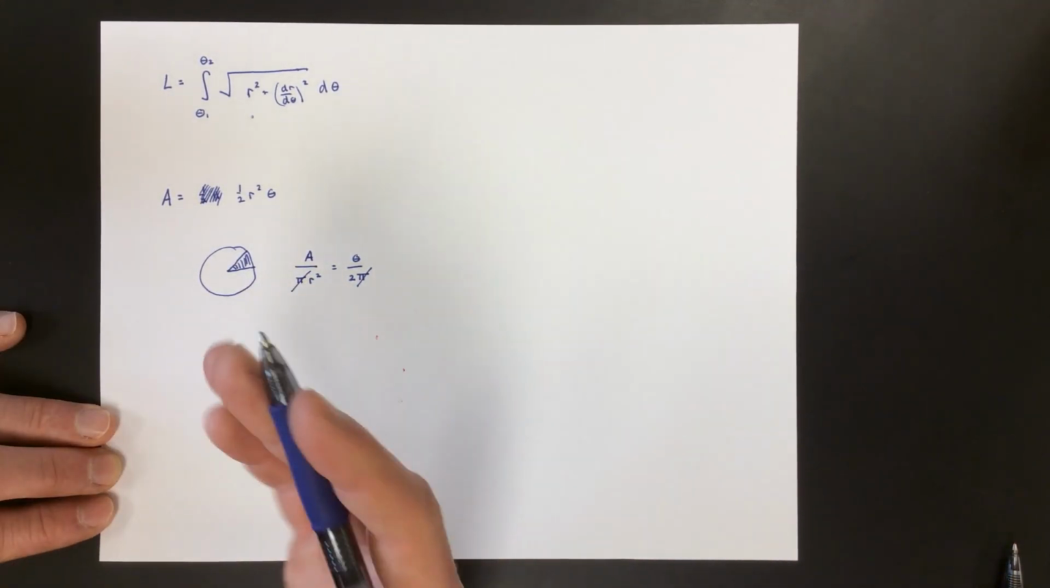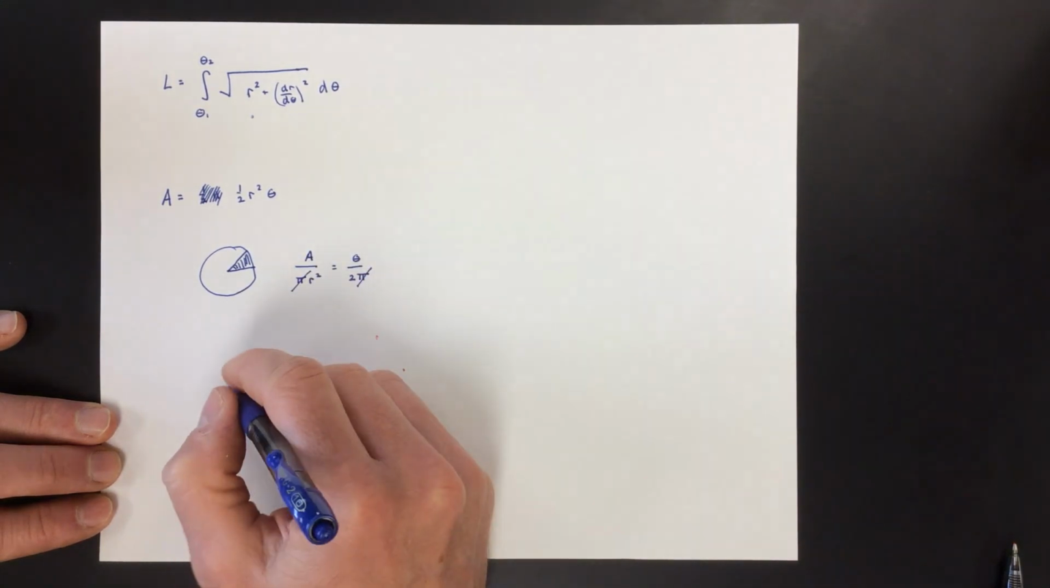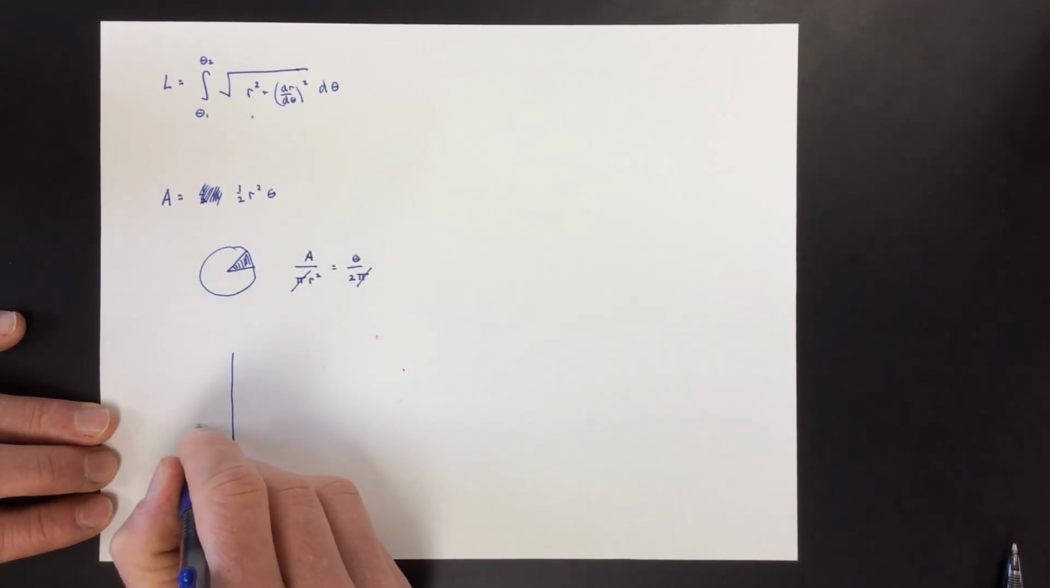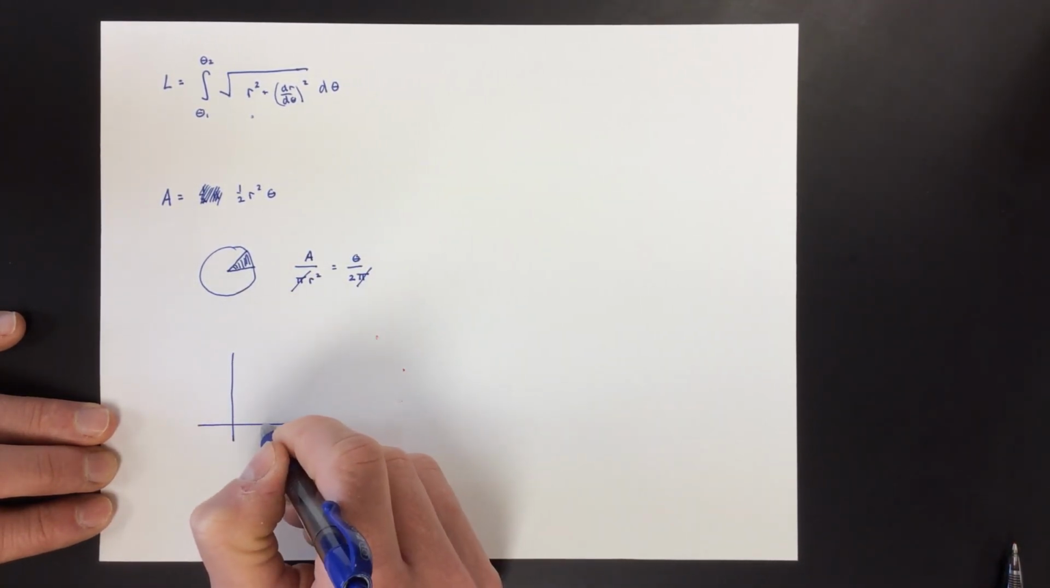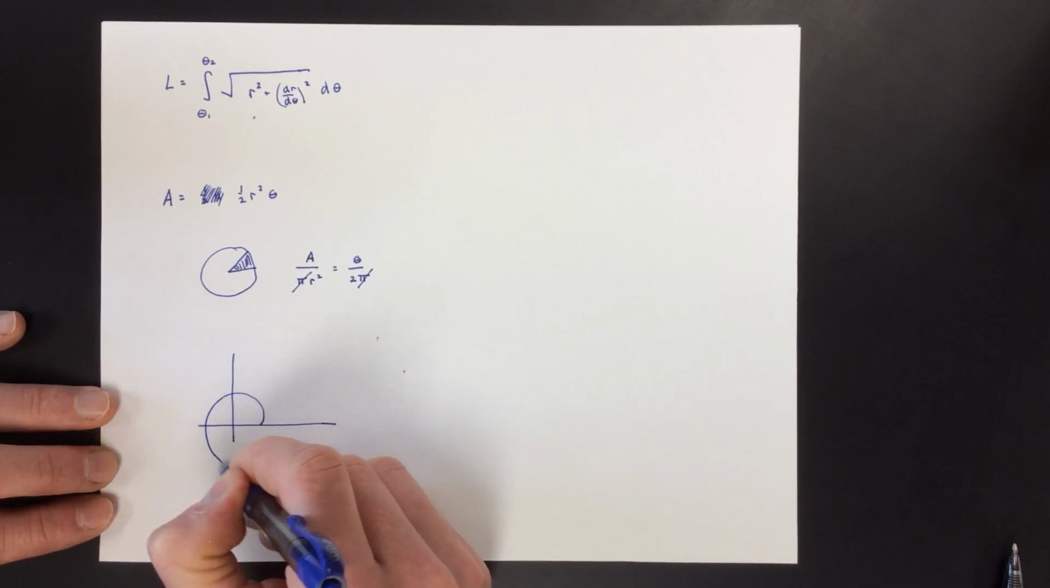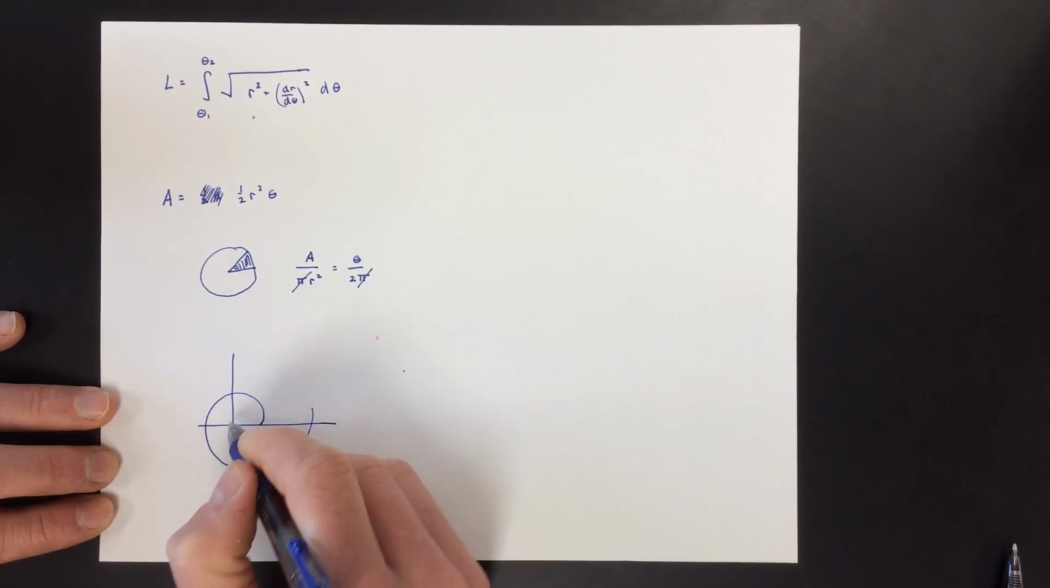And so what we do for polars, what's some polar curve? Well, in polar, let's say we have that spiral again, and we want to find this area right here.